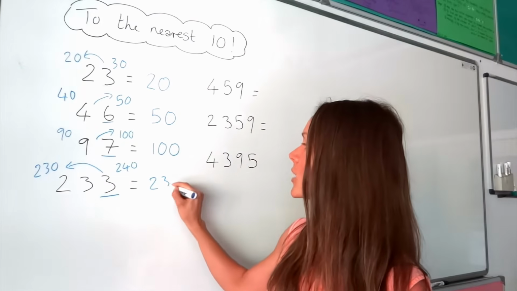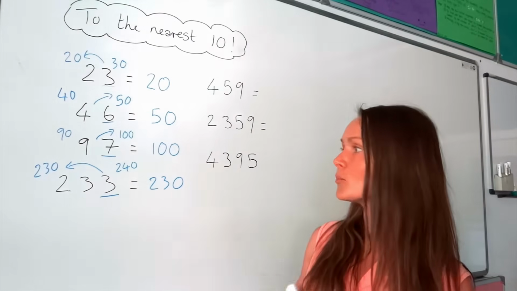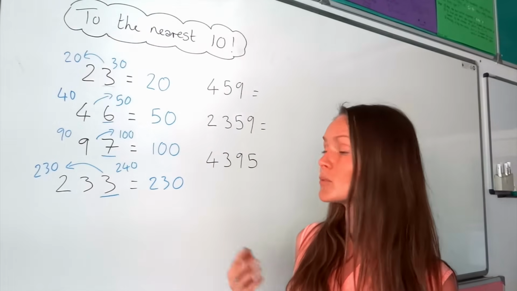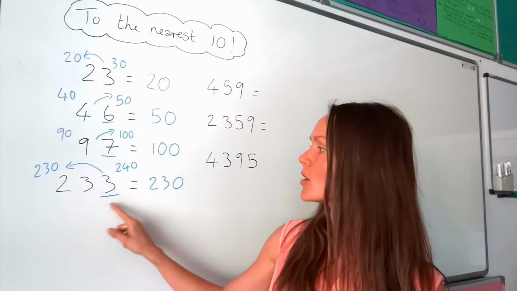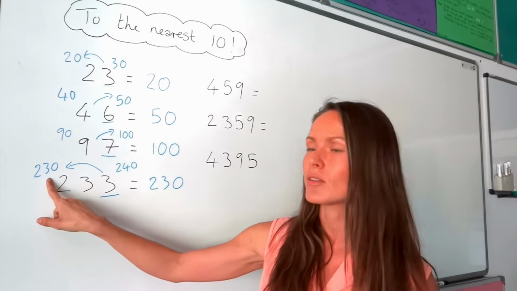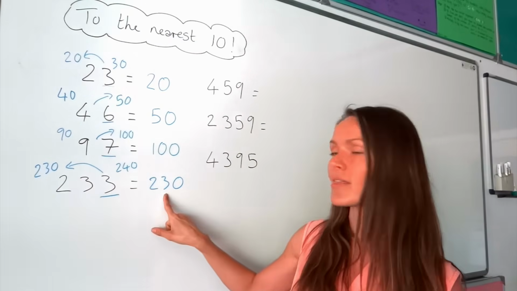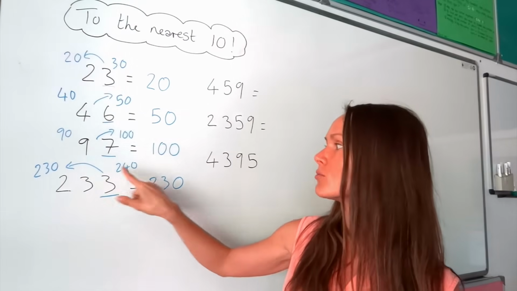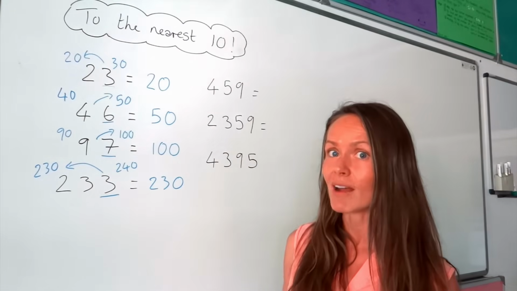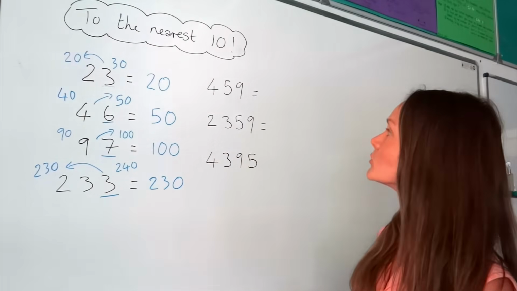So it's just 230. But like I've said before, sometimes you might just be able to spot and you can see that that number is just closer to 230, in which case you can just write that down straight away. You don't have to write out these numbers every time you do a rounding question. Alright, on to the top one.